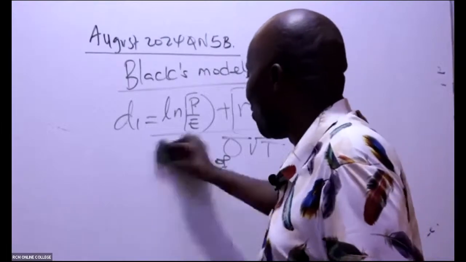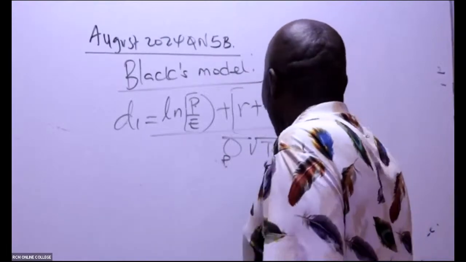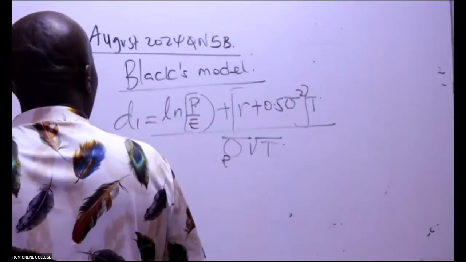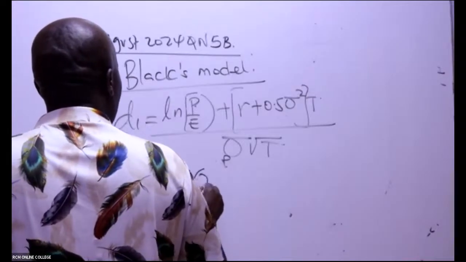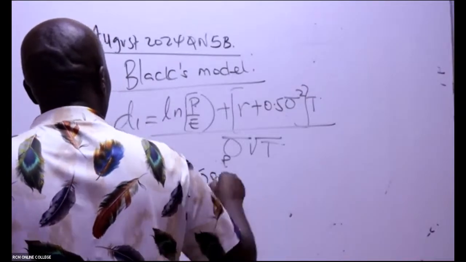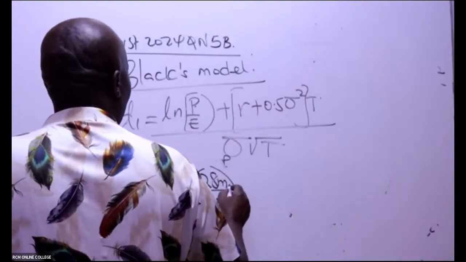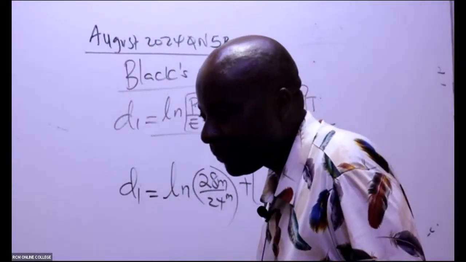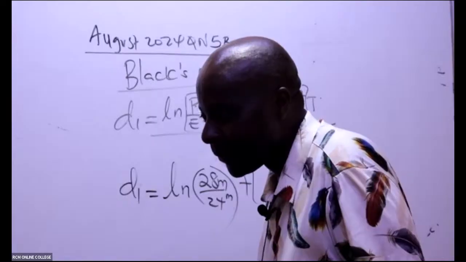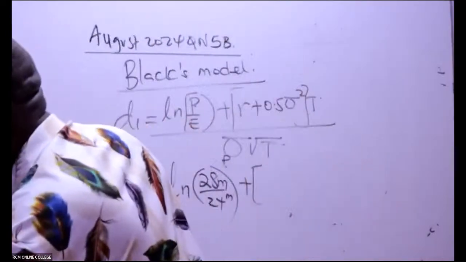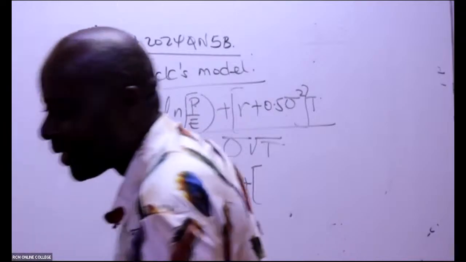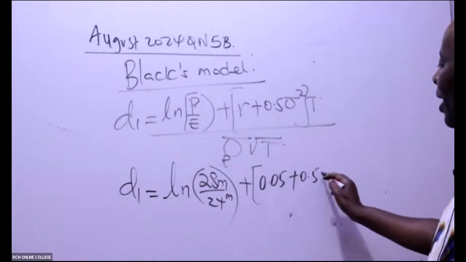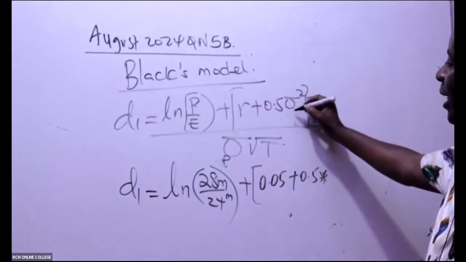Let's go ahead and do what here? Get this D1. So then our D1 will be equal to the Napierian logarithm of S over P, so this is 28 over 24. Of course, million will cancel. Plus, have they given me the risk-free rate of return over here? 5%, right? So 0.05 plus 0.5 times the standard deviation given in the question.